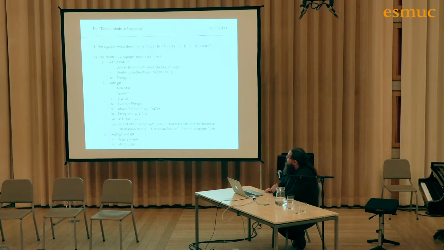Okay, so then move on to the signifié, which means the E mode. What does the E mode evoke? If we take this E mode again as a whole sign, we could ask how it is called in different contexts. I've divided this according to the third, if it's a minor third or a major third. So if it's the G natural or the minor third, then it has the name, of course, as we've seen, Dorian in ancient Greek theory. Then in the Middle Ages, it changed to Deuterus Authenticus, and then finally to Phrygian as we know it today.